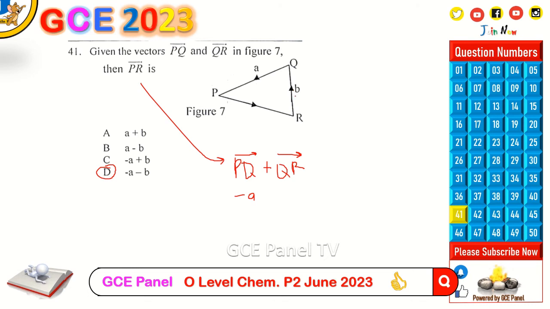What about QR? It's -B also. So it's -A plus -B, which is -A minus B.